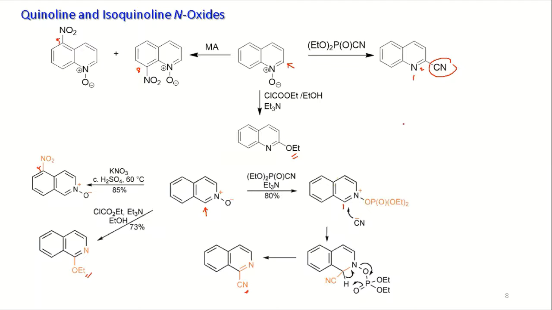Just I'll ask one question, who can give the answer. How you will make quinoline N-oxide or isoquinoline N-oxide? Quickly. How you can make quinoline or isoquinoline N-oxide? Can anybody tell? Any answer? Who can tell?